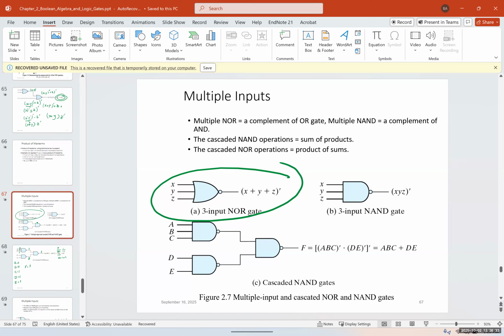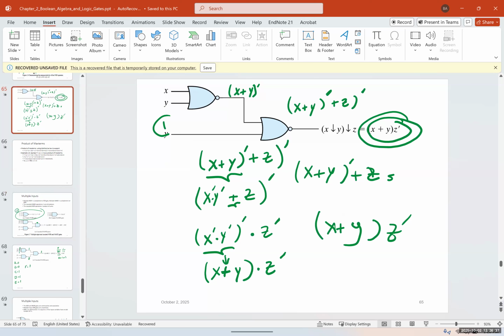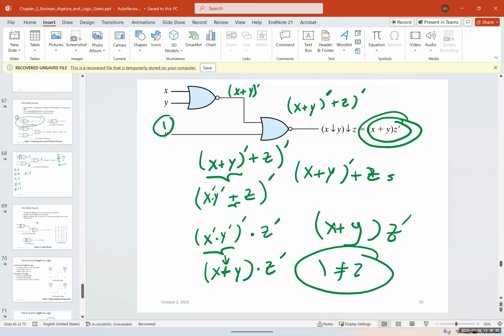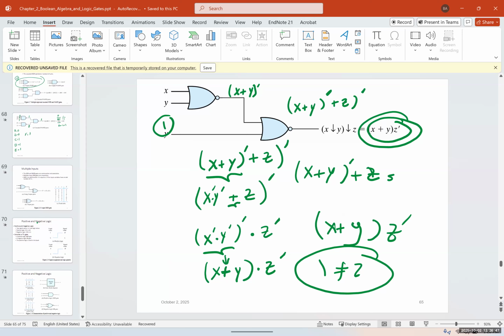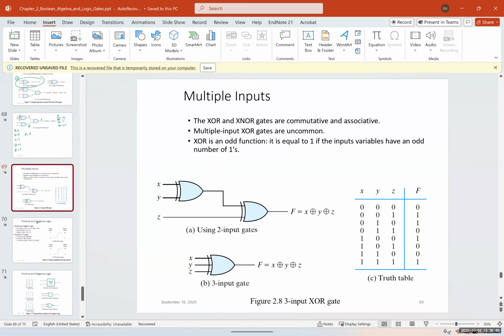So you can see this, I'm going to mark it with 2, and these are not equal. So 1 and 2 are not equal. But for an OR gate, they would be equal because they are commutative and associative. For an XOR gate, because it's commutative and associative, you can actually expand it.